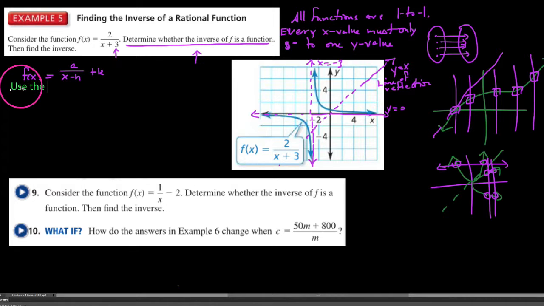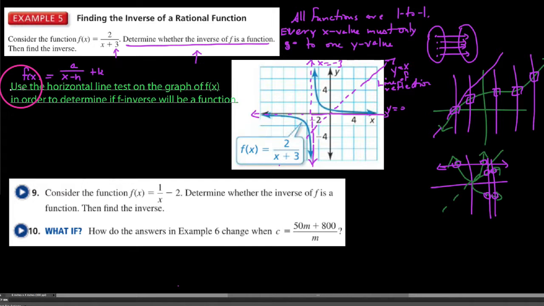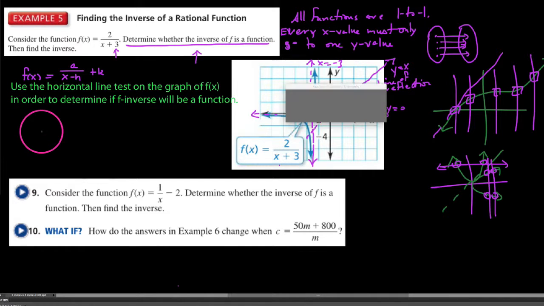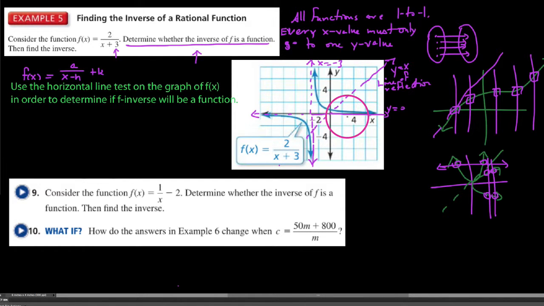So use the horizontal line test on the graph of f of x in order to determine if f inverse will be a function. That's going to be our method for determining whether or not the inverse of f is itself going to be a function.